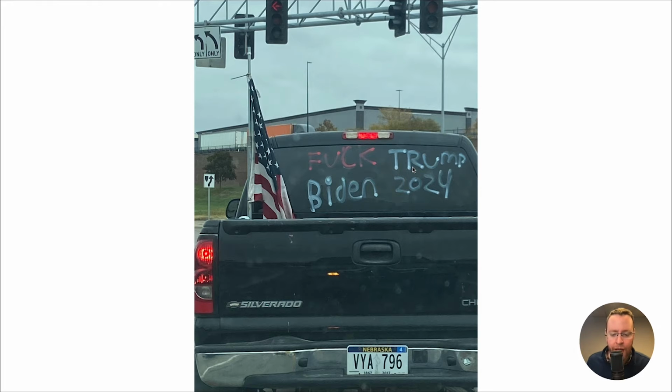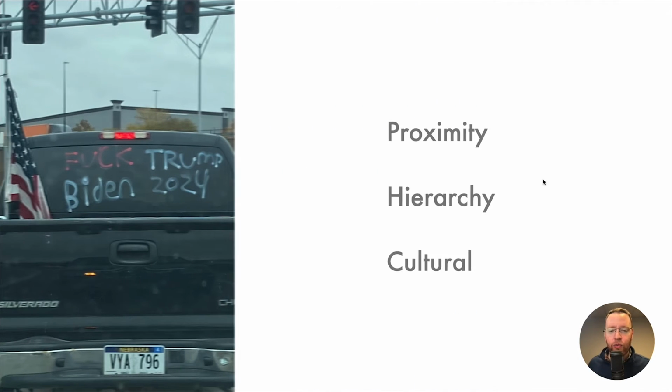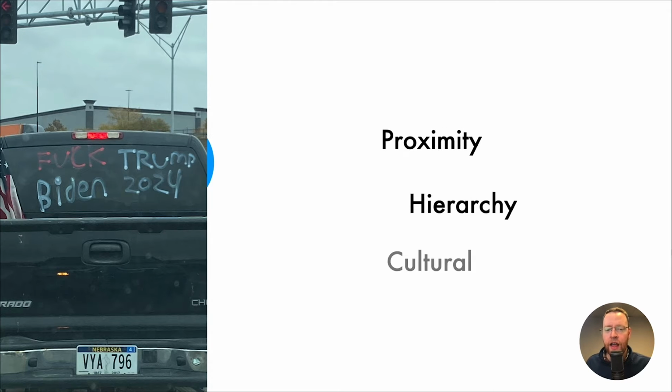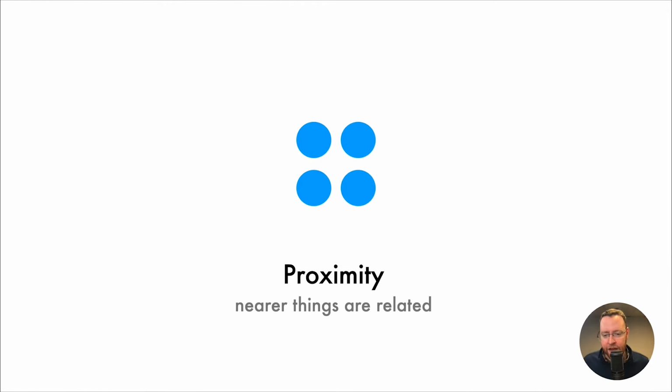So what's going on? Well, there are three things going on here. Three problems with this design that's applicable to all your designs. There's really good lessons in here, right? Tests that you can do with your own designs, and they have to do with proximity, hierarchy, and cultural things. So let's talk about proximity first, right?